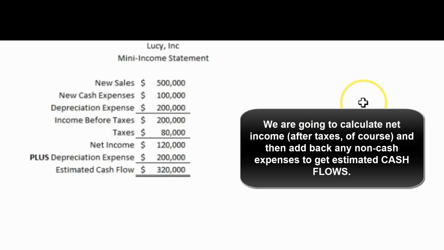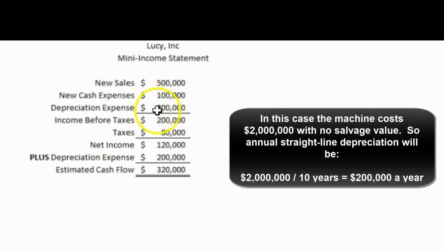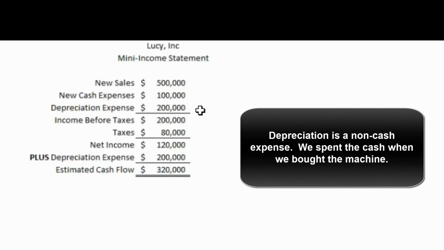So let's create a little mini income statement and then turn it into an estimated cash flow project. So if we're going to get new sales from this machine of $500,000, we're going to pay that poor guy $100,000 to run the machine, and we're going to subtract depreciation expense. The machine costs $2 million. We write it off over 10 years. Debit depreciation expense, credit accumulated depreciation, not cash. So depreciation is a non-cash expense.